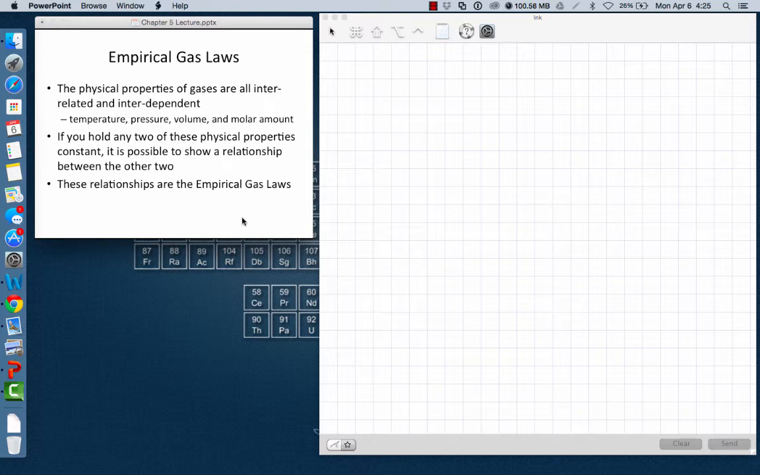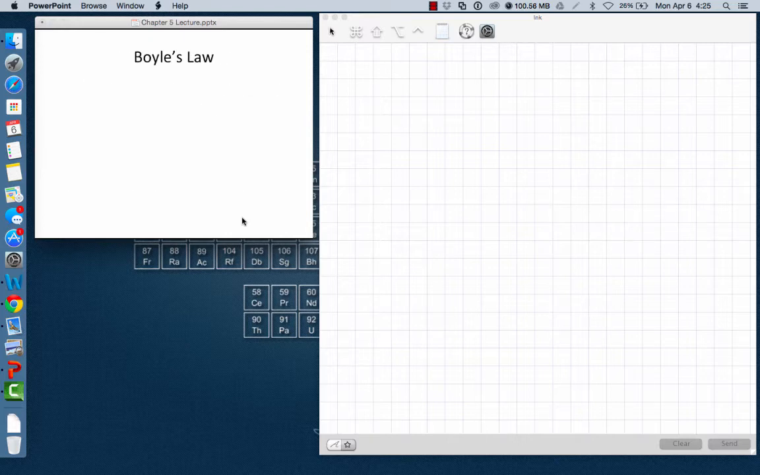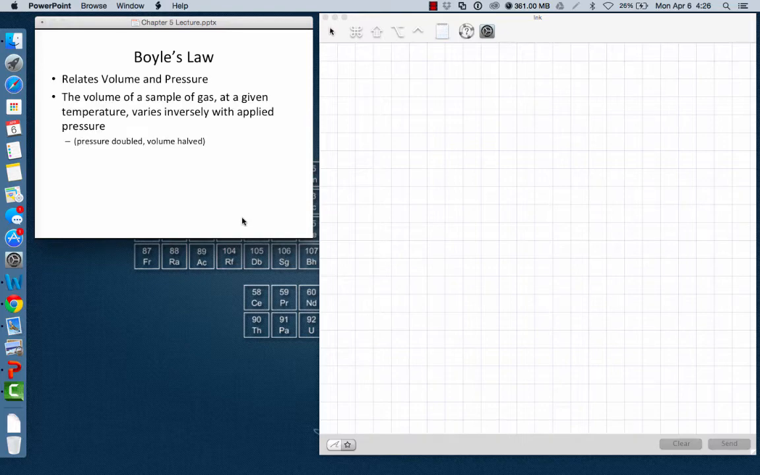Okay, and those are called the empirical gas laws. And I won't expect you to know them by name. Like, I won't expect you to know which one's Boyle's law and which one's Charles's law and things like that, but I will expect you to know the actual relationships. So Boyle's law is about volume and pressure. And it says that if you double the pressure, the volume goes in half, which makes sense. So if you double the volume, then the pressure is in half, right?